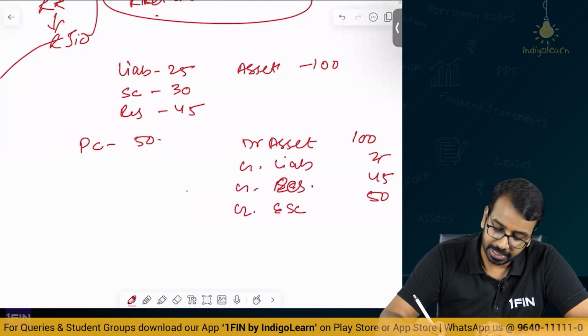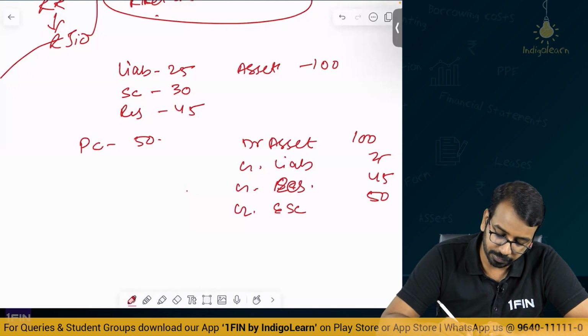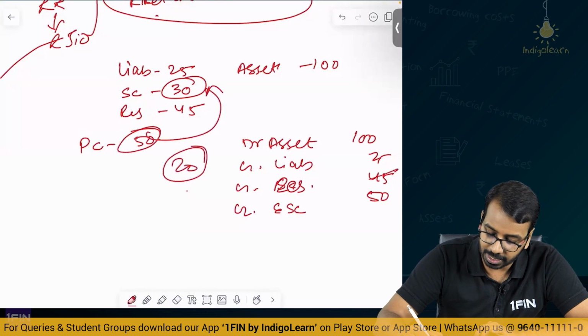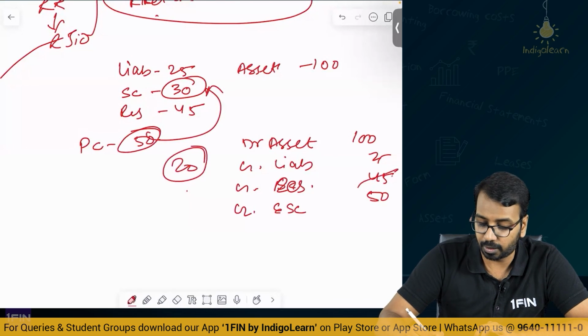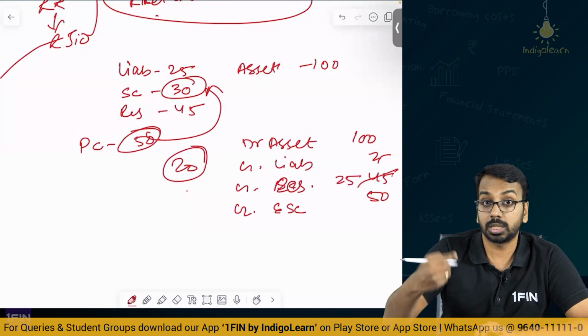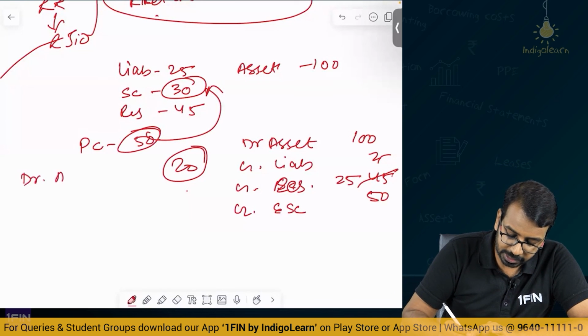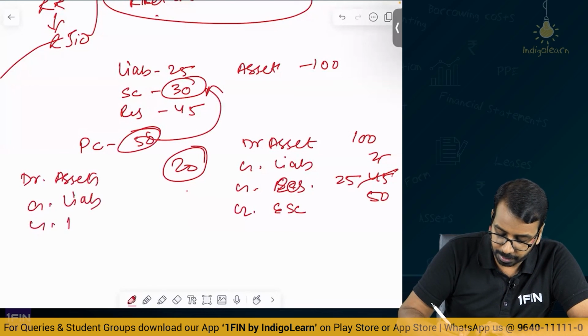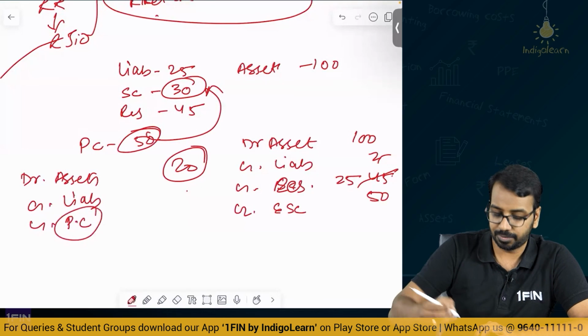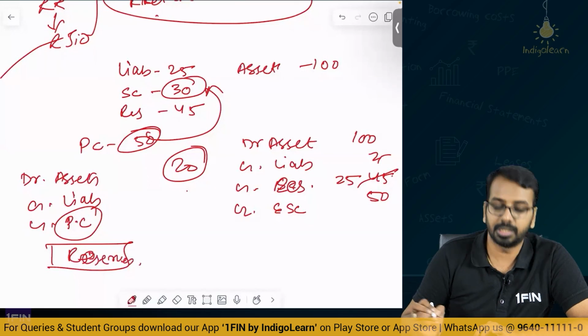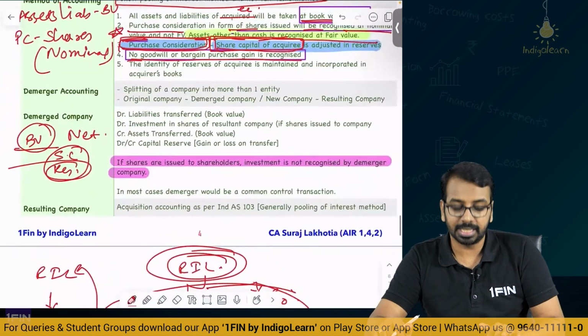Now, after incorporating all of this, what you will check is that the share capital is 30 and I am issuing 50. So, 50 minus 30, 20. This 20 will be adjusted against reserves. So, you will not have 45, but you will have 25. The other way for you to do it in the exam is to incorporate all assets, all the liabilities, the purchase consideration, share capital and everything. Whatever is the difference will be adjusted against reserves. No goodwill, no bargain purchase is recognized.